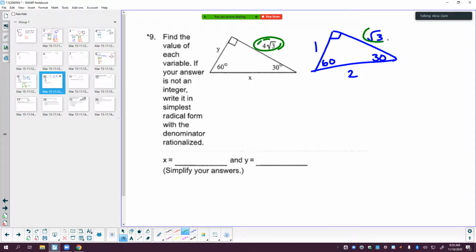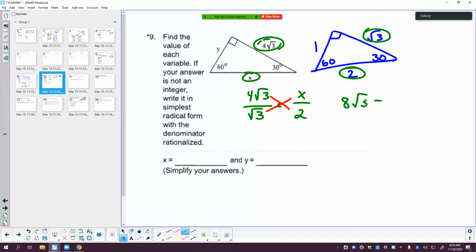In this case, they are giving us the square root of 3 side this time, the part that's across from 60. So I have 4 square root of 3 over square root of 3 equals, we're trying to figure out x, so x is compared to 2, so x over 2. And then I can cross multiply these 2 and these 2. So 4 square root of 3 times 2. When I multiply those, I just multiply the whole number, so 4 times 2, that's going to be 8 square root of 3. That's equal to square root of 3 times x, or x square root of 3.